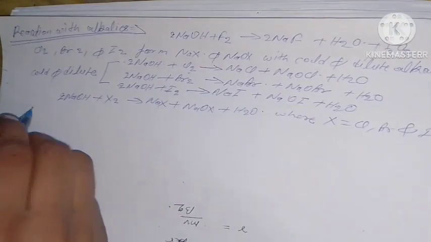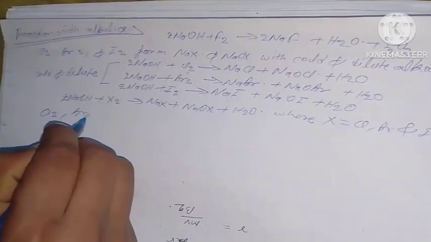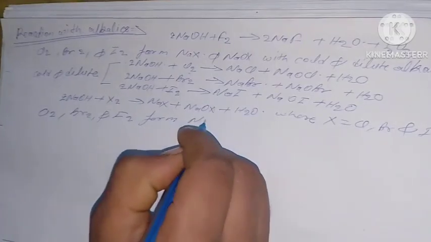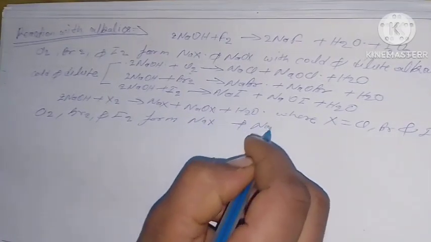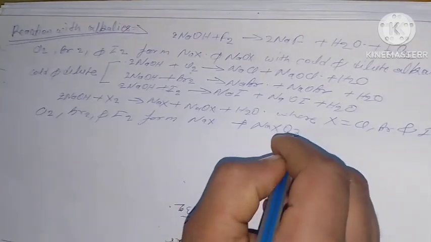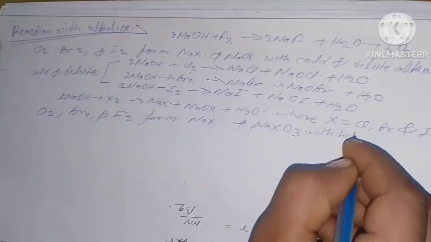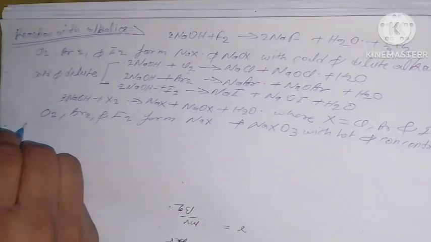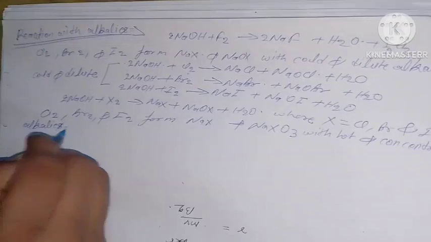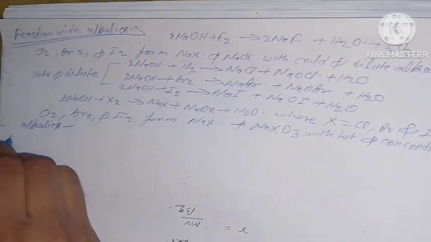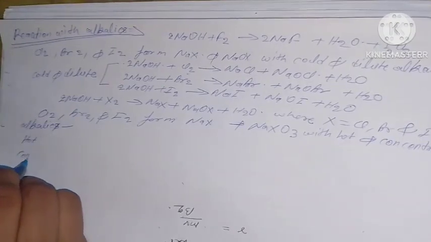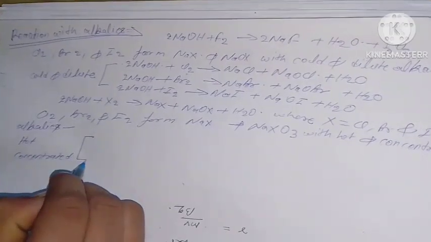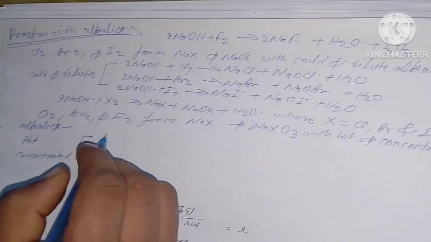Okay, chlorine, bromine and iodine form NaX and NaXO3 with hot and concentrated alkalis.